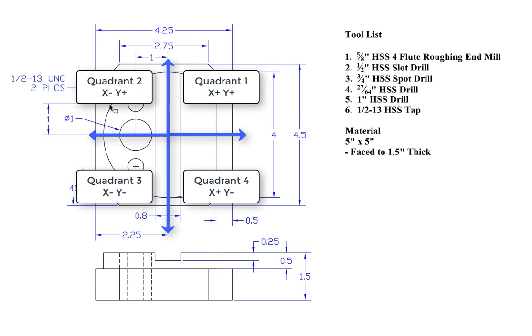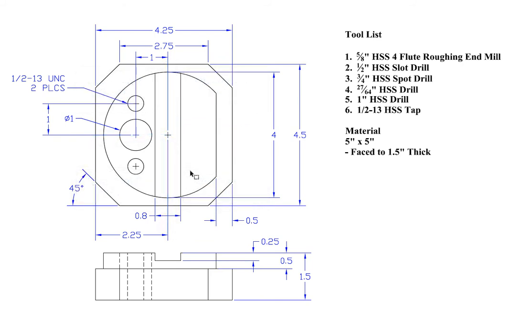This portion of the part is in quadrant 2, and all X's will be negative and Y's positive. This portion of the part is in quadrant 3, and both X and Y coordinates will be negative. And this portion of the part is in quadrant 4, which will have X positive and Y negative coordinates.